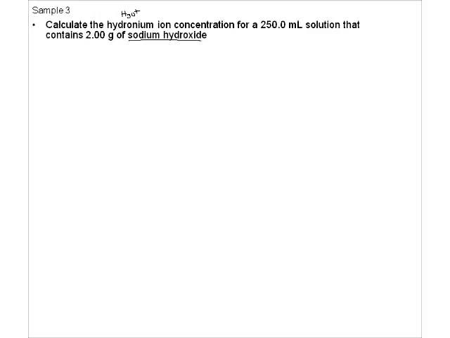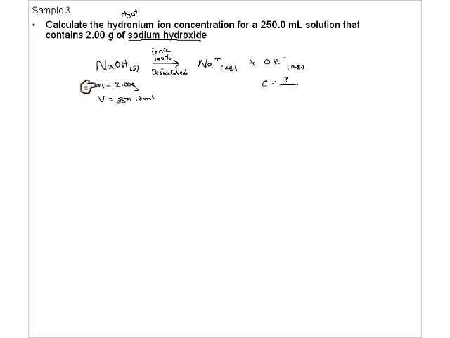Here's another example. It says calculate the hydronium ion concentration if you've got 2 grams of sodium hydroxide dissolved in 250 mL of water. Okay, so here we go. This is an ionic compound, so the sodium hydroxide is being dissolved in water. It's going to dissociate 100%, very highly soluble. And what do we know here? Well, we know the mass of sodium hydroxide. We know the volume of the solution. What we're looking for is the concentration of OH-.